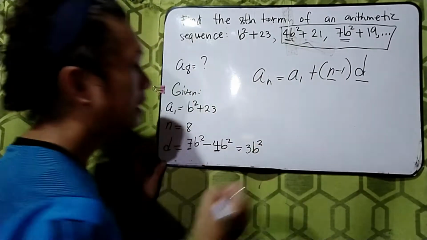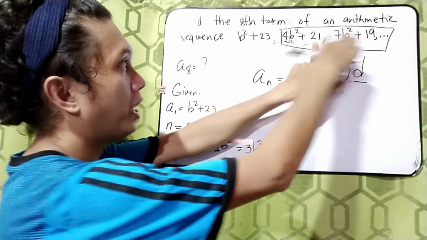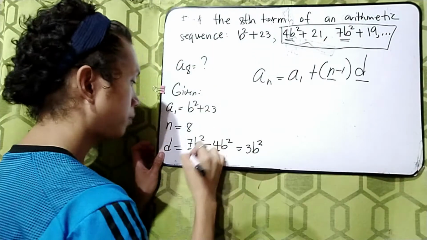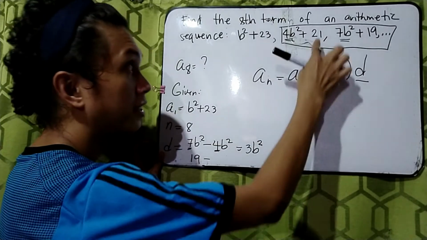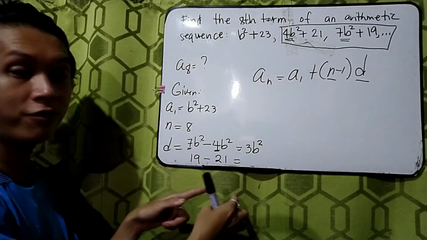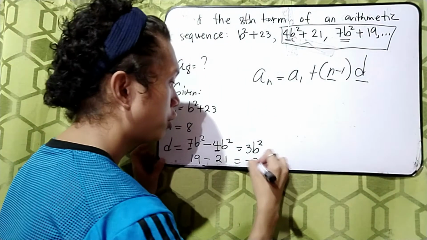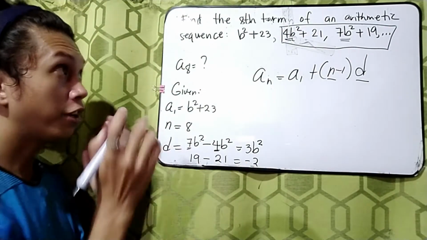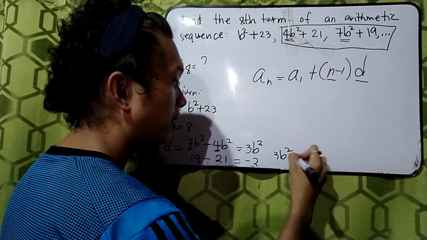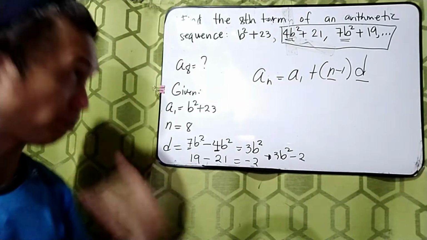Next, now let's go to the other term of the binomial, that is 21 and 19. Again, first we have to write the second term, 19 minus the first term, 21. Since lesser minus bigger value, the answer would be negative. 21 minus 19 is 2. So our answer is negative 2. Therefore, our common difference is positive 3b squared minus 2. So this is now our common difference. And let's proceed.